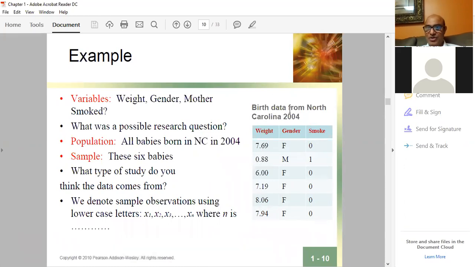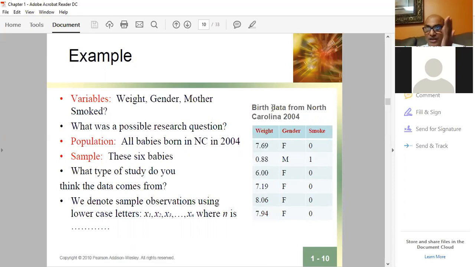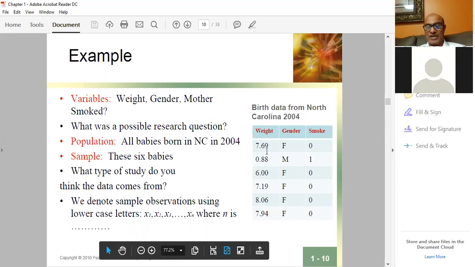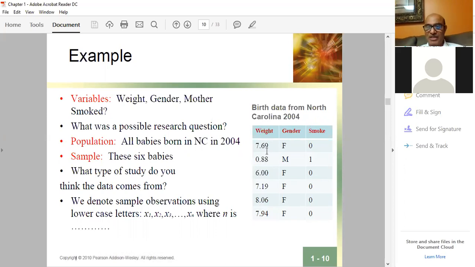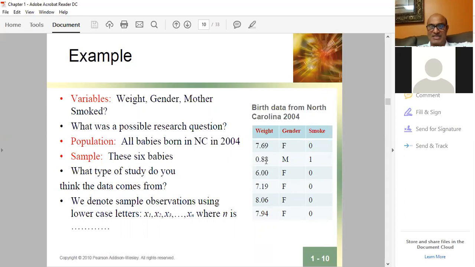So that is my variable, a population, right? All babies born in North Carolina in 2004, that is my population. Out of this, all the newborn babies, I have selected only these 6. So these 6 are actually my sample. I just picked up the 6, because these 6 are from the group of all the newborn babies. So population is all the babies in North Carolina in 2004. Sample is these 6 babies.